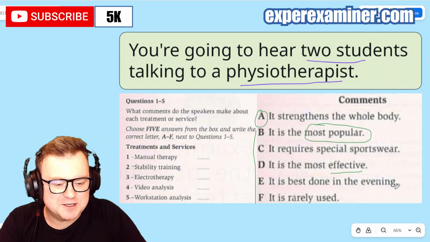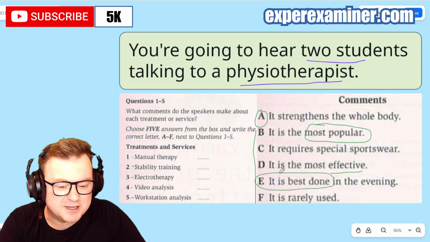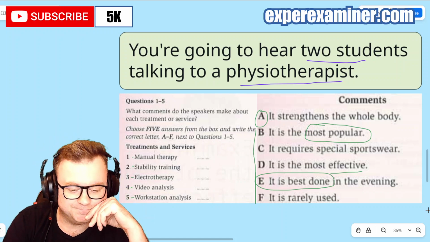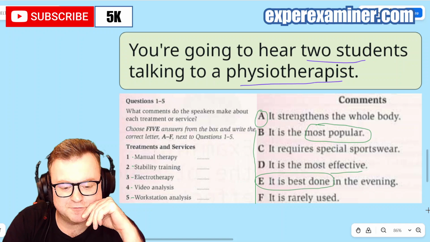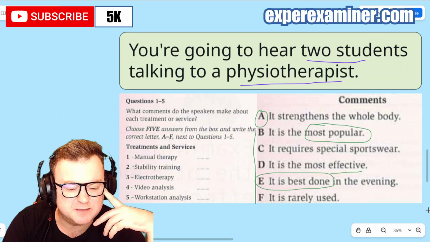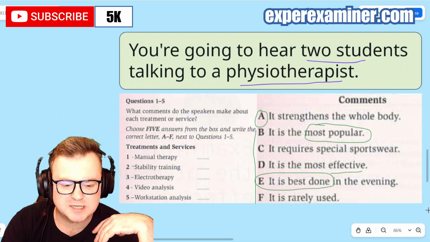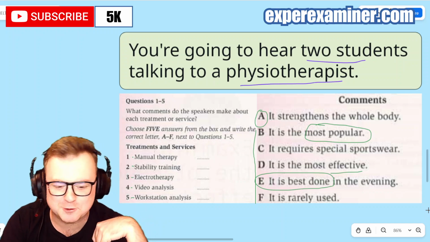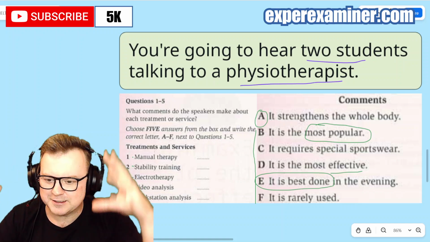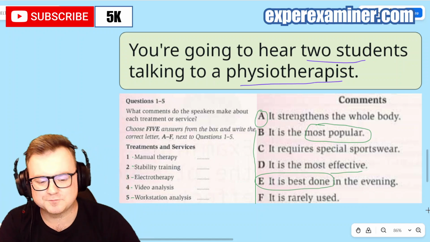E, it is best done in the evening. Okay, this is passive. It is best done. You could change it to active. It is better to do this. So, you might expect something like, you shouldn't really do this in the morning or the afternoon. You should wait until you've finished your working day, or wait for the sun to go down before you try this. It could be cloaked. It could be hidden inside this broad language, and we have to be ready for that.